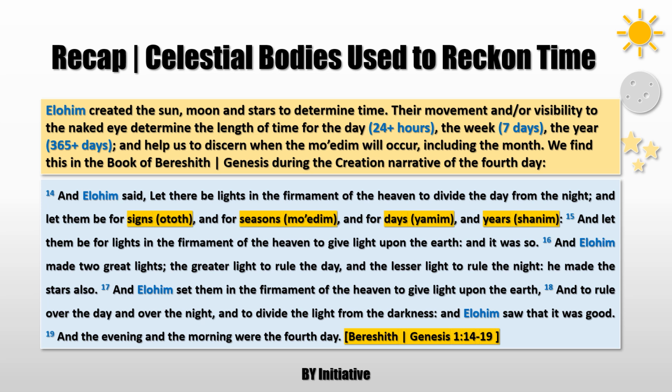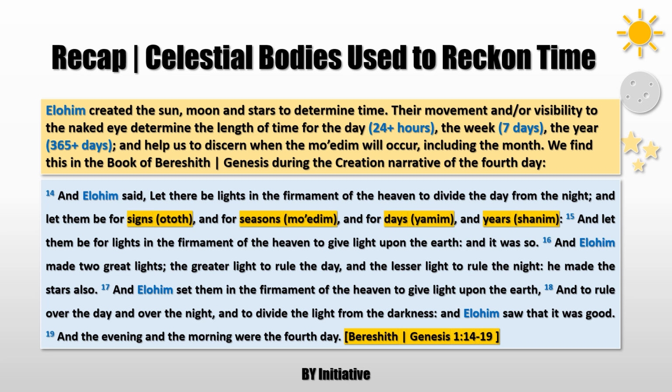And it was so. And Elohim made two great lights, the greater light to rule the day, and the lesser light to rule the night. He made the stars also. And Elohim set them in the firmament of the heaven, to give light upon the earth, and to rule over the day and over the night, and to divide the light from the darkness. And Elohim saw that it was good. And the evening and the morning were the fourth day.